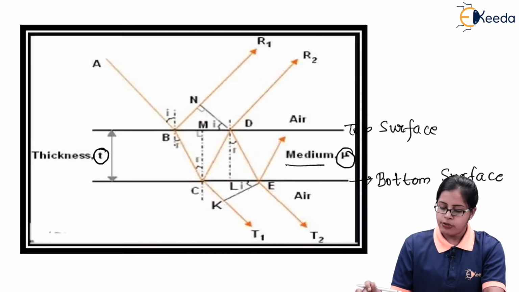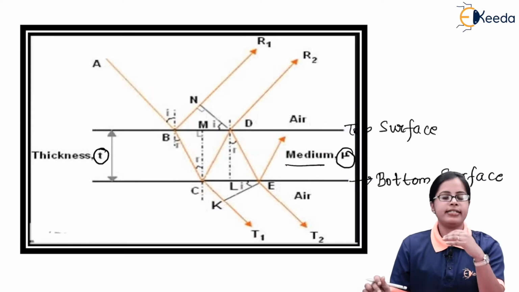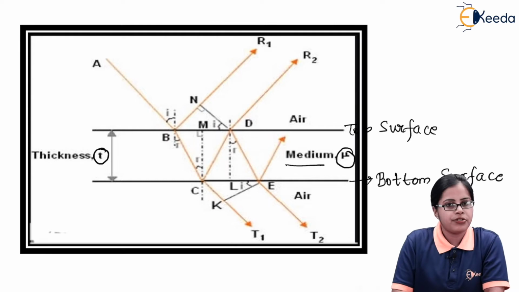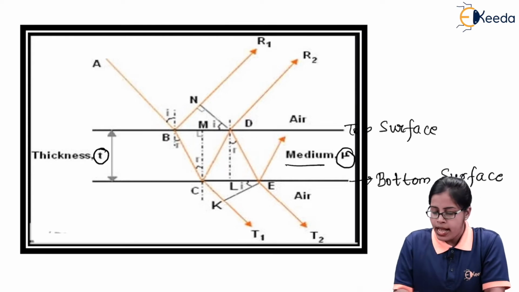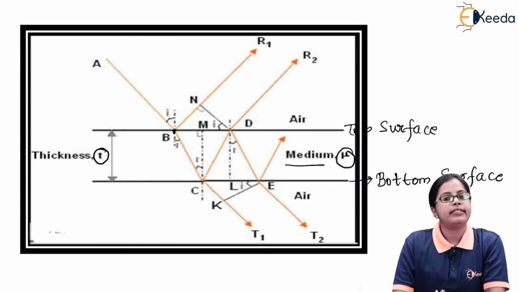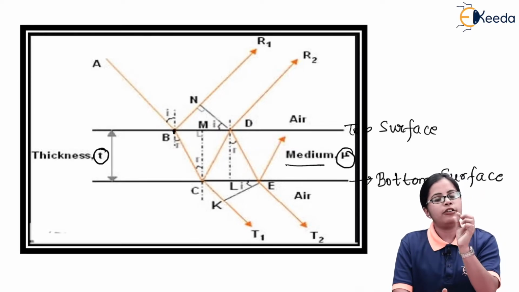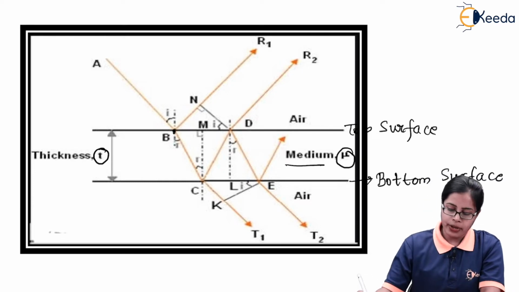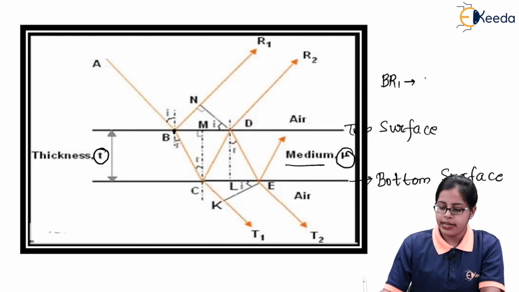Now we make this AB ray incident on the top surface of the thin film. As the AB ray is incident at point B, a small part of it is reflected along BR1. So BR1 indicates the reflected ray.